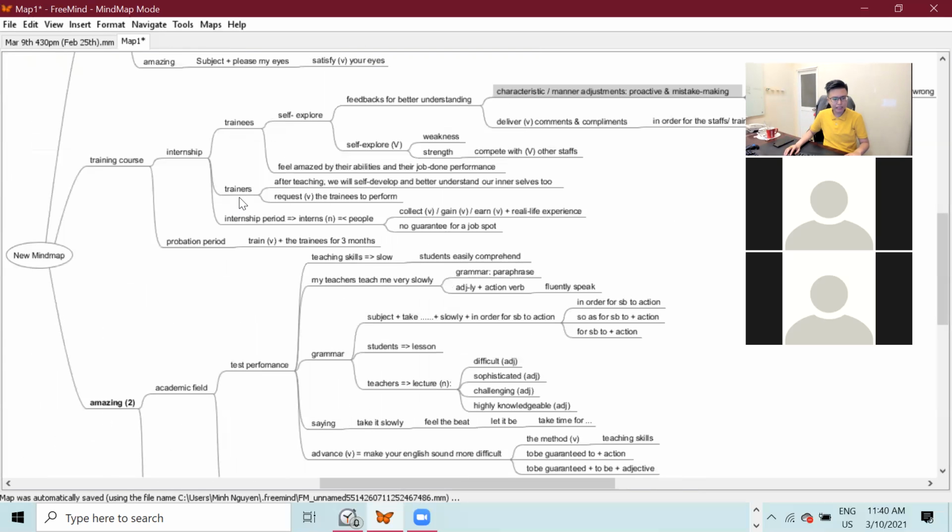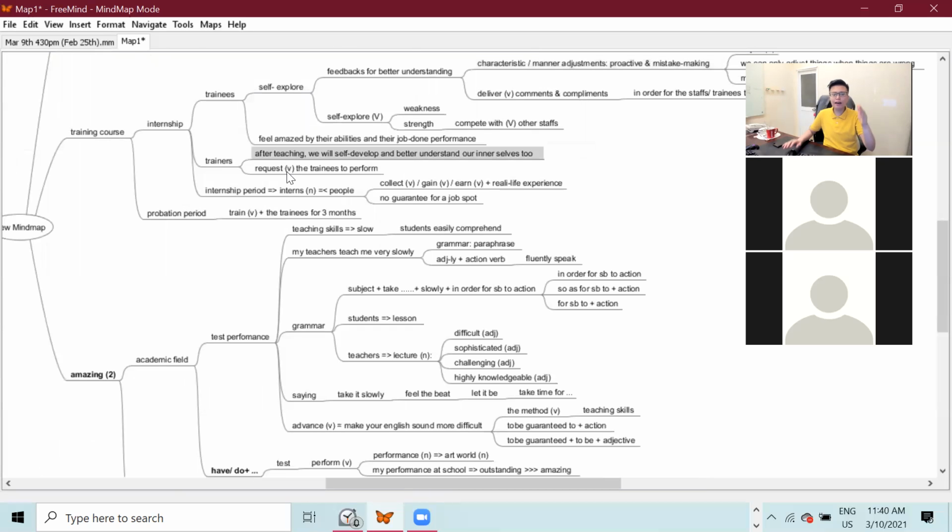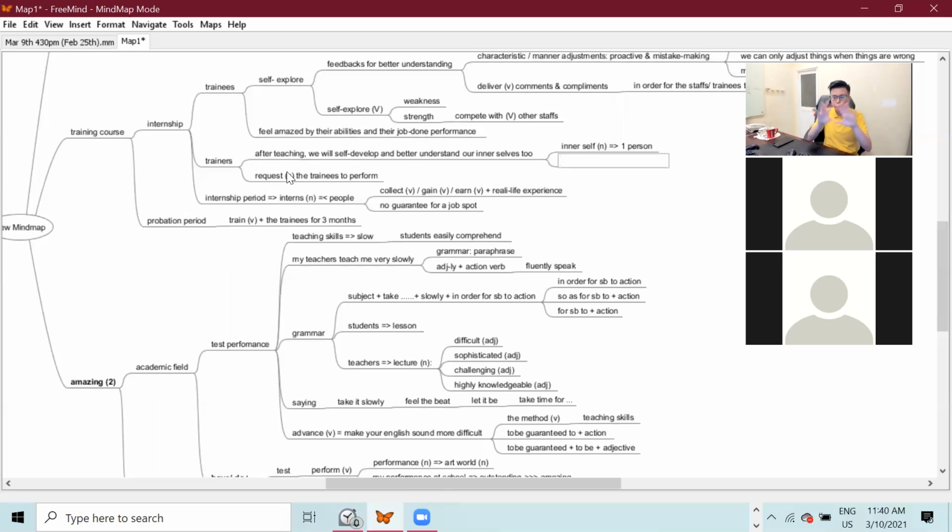Very good. And here, after you teach, after you train, you will self-explore yourself too. And you can better understand your inner selves, because all of us have our inner self for one person. But if you want to mention more people, like their inner selves, or our inner selves, here inner selves is for more people. This is the way, very good, V.